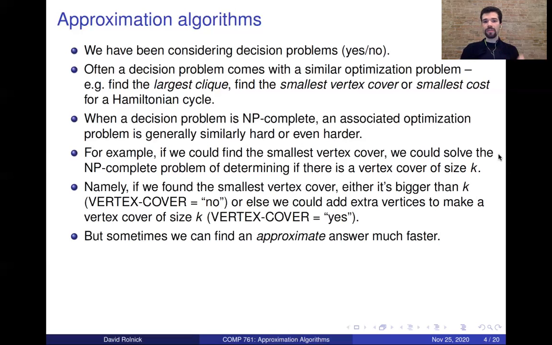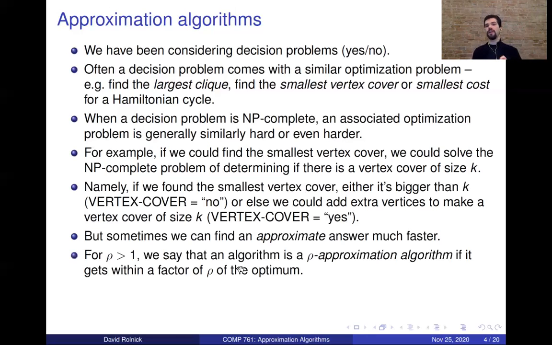However, sometimes we can find an approximate answer to an optimization problem much faster, even if the corresponding decision problem is NP-complete, for example. So if we're allowed to relax the problem a bit. The reason I'm talking about optimization problems here, not decision problems, is that there isn't really a relaxation of a yes-no problem, of a decision problem. There isn't a way to soften that, but there is a way to soften an optimization problem.